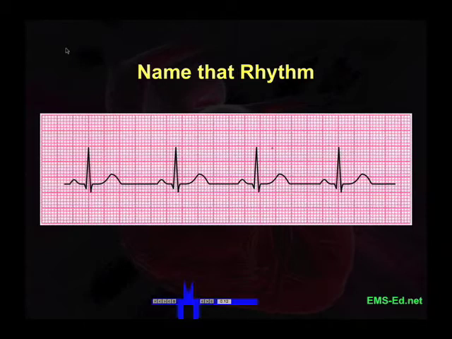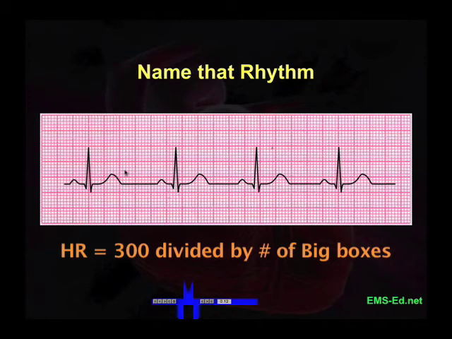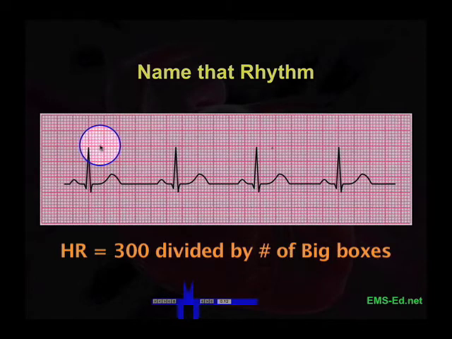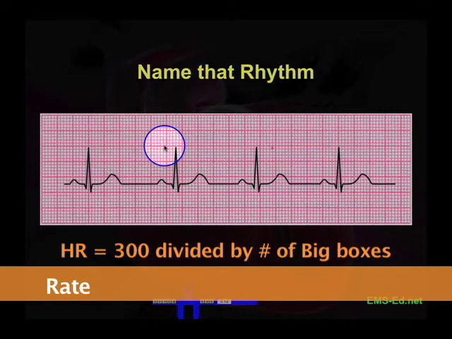This strip looks just like the last one, except what? It looks slower. The complexes are farther apart. Let's figure the rate. We'll find an R wave that's close to a dark line. This one looks good. And let's measure the rate. This is one big box, 2, 3, 4, 5. So 5 into 300 is 60. This is slower than 60. This would be 50. So between 50 and 60, let's call it a heart rate of about 54.